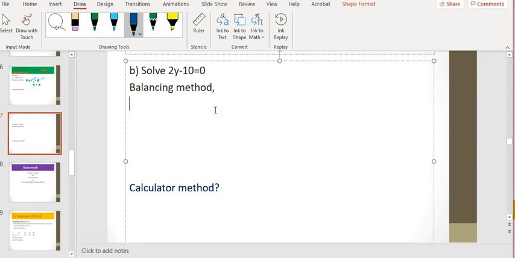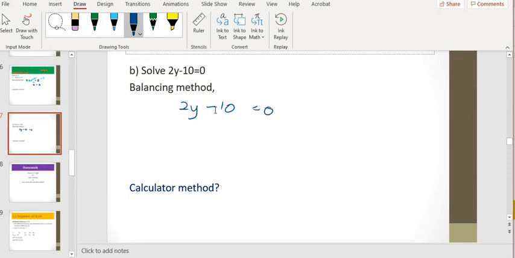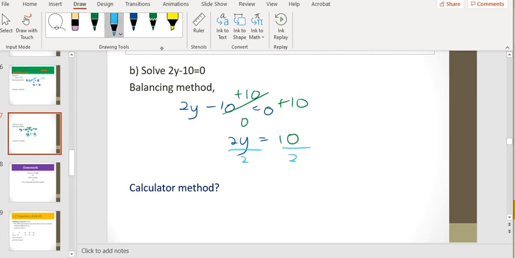Let's see the B. You have 2y minus 10 equal 0. How to have your balancing method? Because this is minus, you have plus. You have 0, so here you have 2y equal to, you have plus 10 also here. You have 10. After that, simplify it. Your y, you have 5.